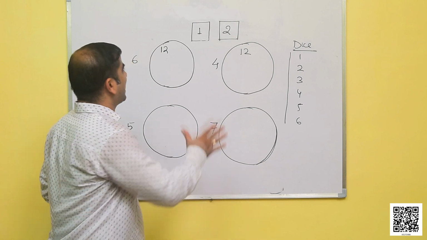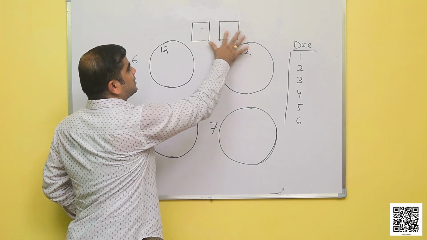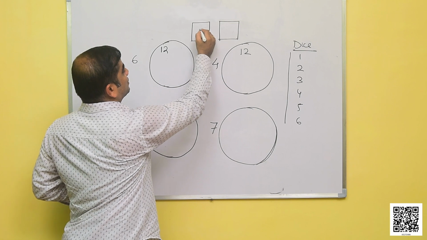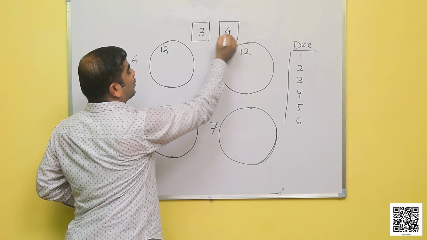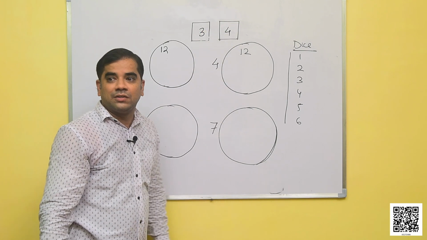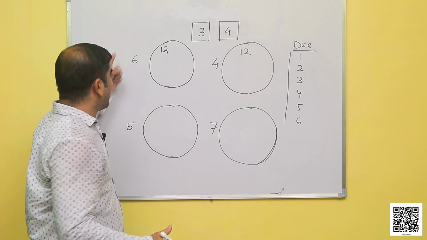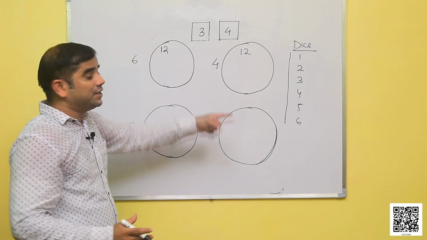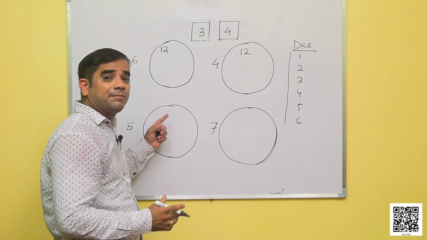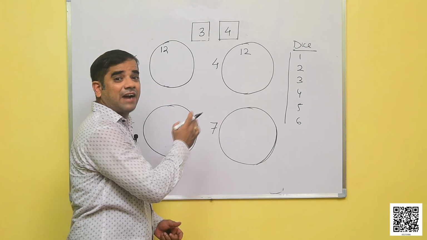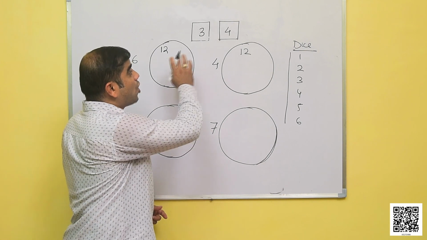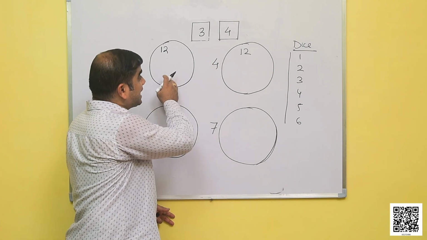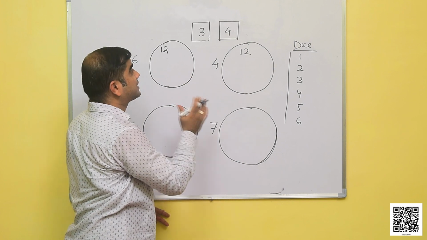Let's roll again. This time, suppose it gives 3 and 4, 34. Does it lie in any of the tables? No. See, it doesn't lie in any of the tables of 6, 4, 5 and 7. That's why it is not a multiple of 6, 4, 5 or 7.